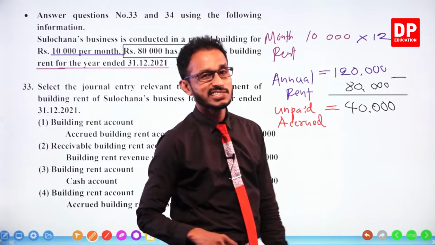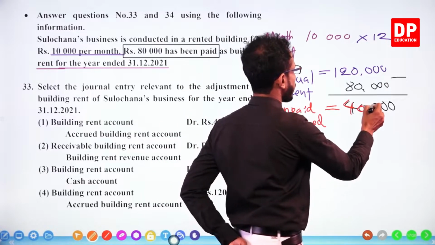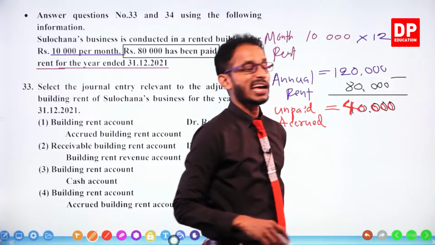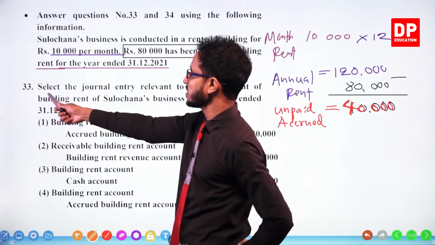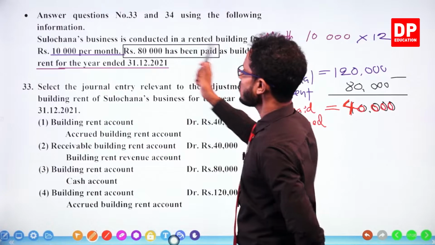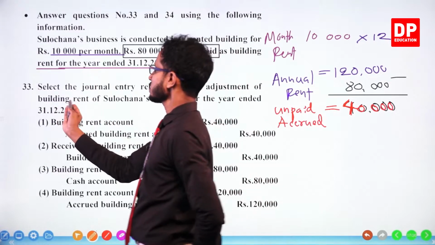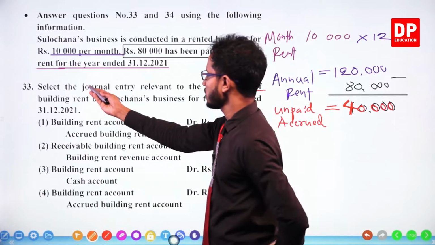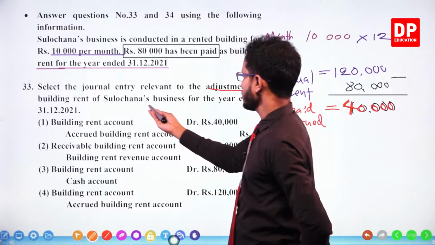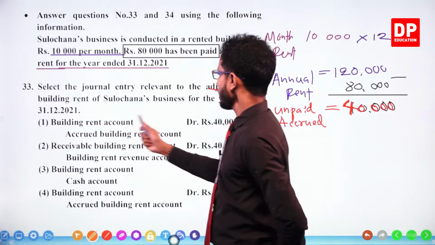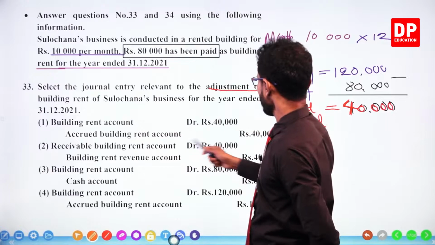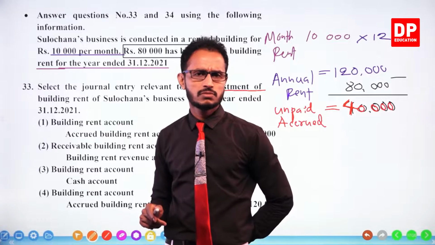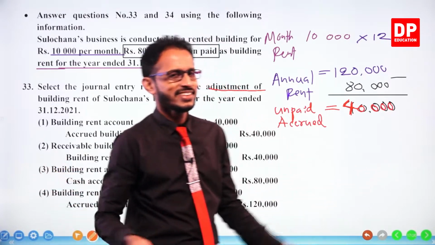Now you look at the question. What are they asking? Are they asking how much is the unpaid rent? We just found the unpaid accrued rent. The question is asking, select the journal entry relevant to the adjustment of building rent in Sulochana's business for the year ended. Building rent account debit 40,000, accrued building rent account credit 40,000. I think that is the answer. The very first one. I just feel it.